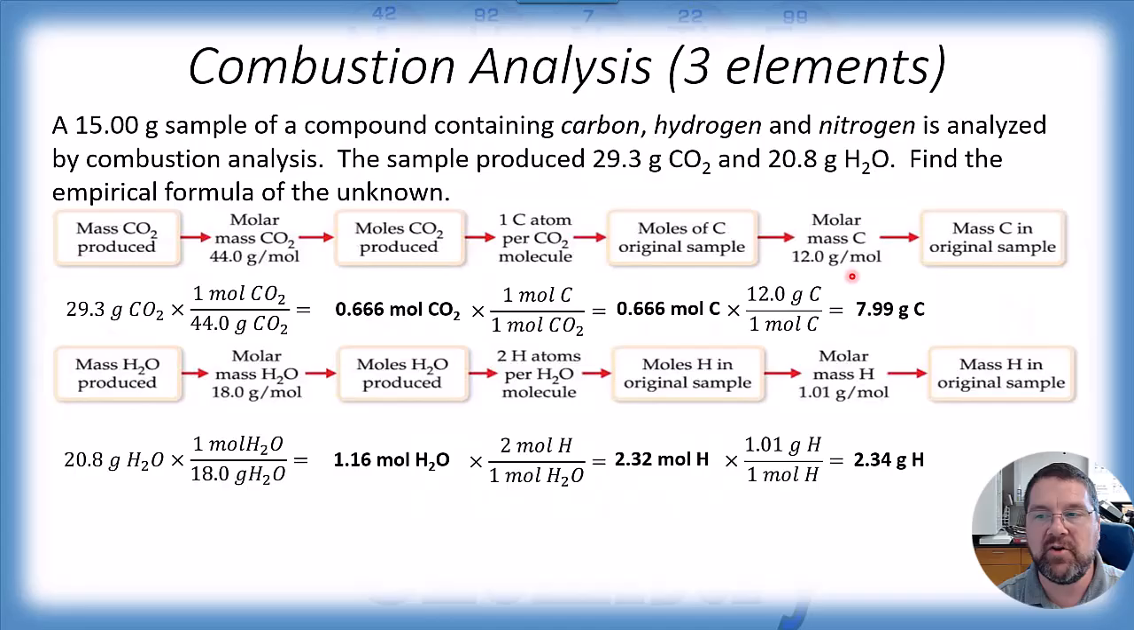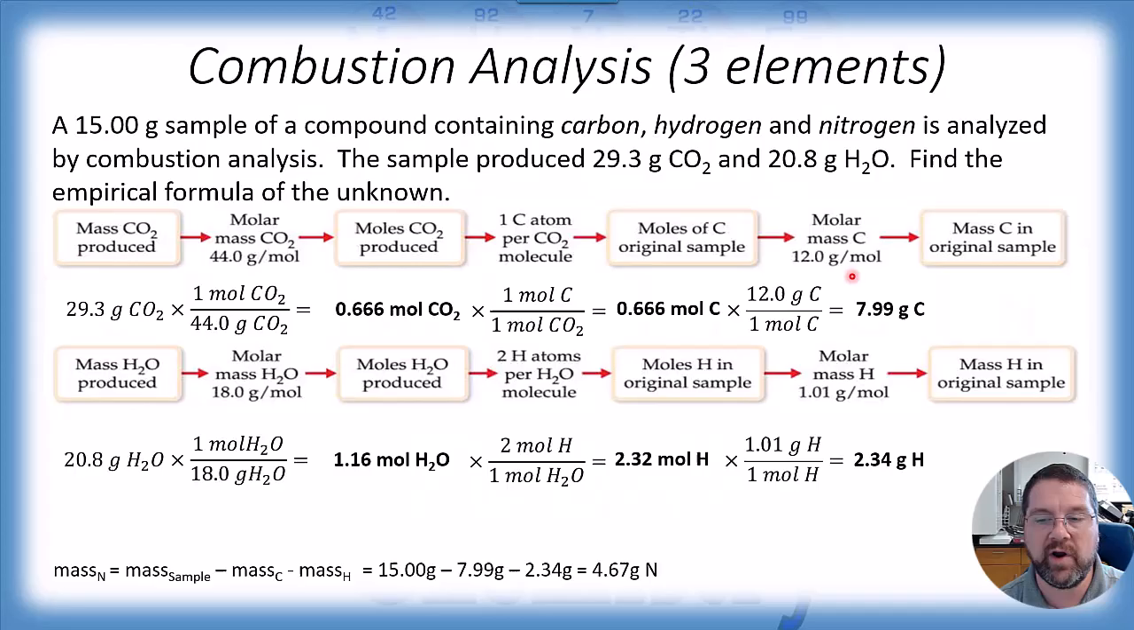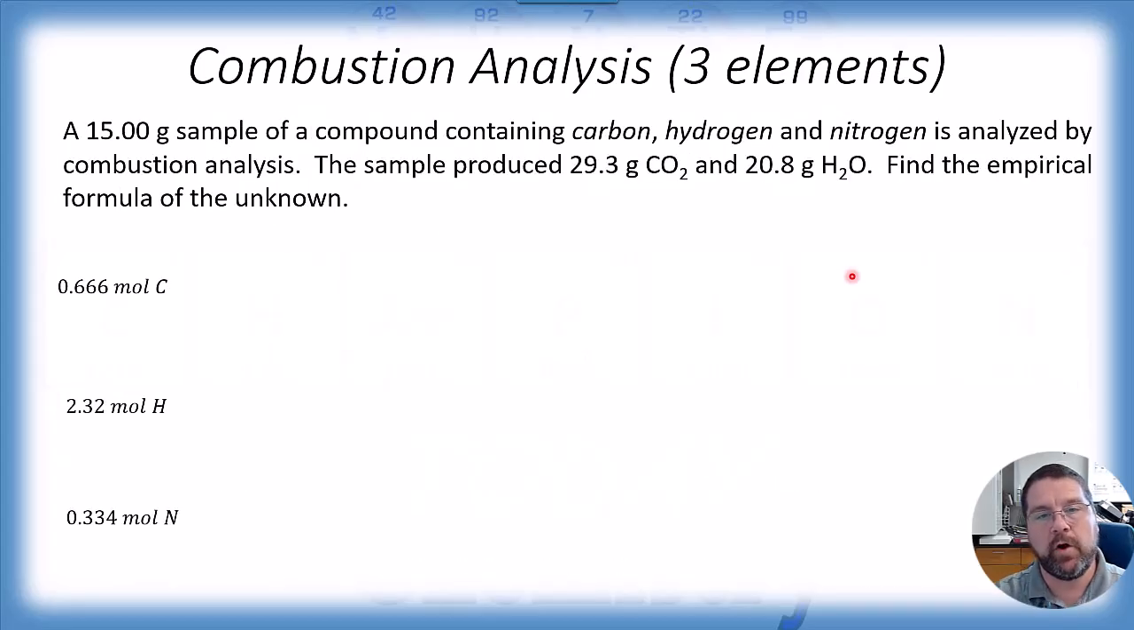And now that we know how many grams of carbon and how many grams of hydrogen are present, we can calculate the grams of nitrogen by taking the mass of the entire sample, 15 grams, minus the 7.99 grams of carbon, minus the 2.34 grams of hydrogen, to find that we have 4.67 grams of nitrogen. Okay? So now we know the mass that was present, but to get the empirical formula, we need to know the moles that that's equivalent to. So we use the molar mass of atomic nitrogen to get the number of moles, which is 0.334.